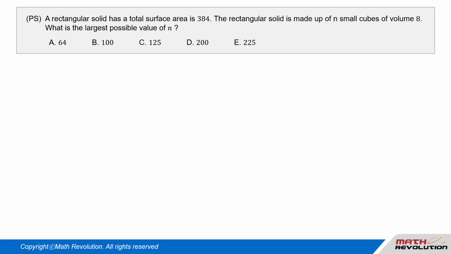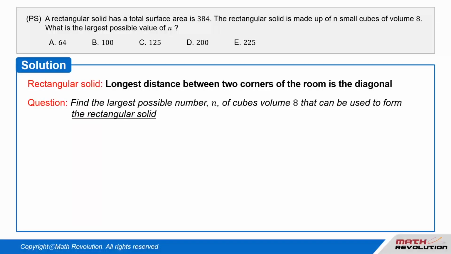Question: A rectangular solid has a total surface area of 384. The rectangular solid is made up of n small cubes of volume 8. What is the largest possible value of n? Solution. We are told that a rectangular solid has a total surface area of 384 and are asked to find the largest possible number n of cubes of volume 8 that can be used to form the rectangular solid.